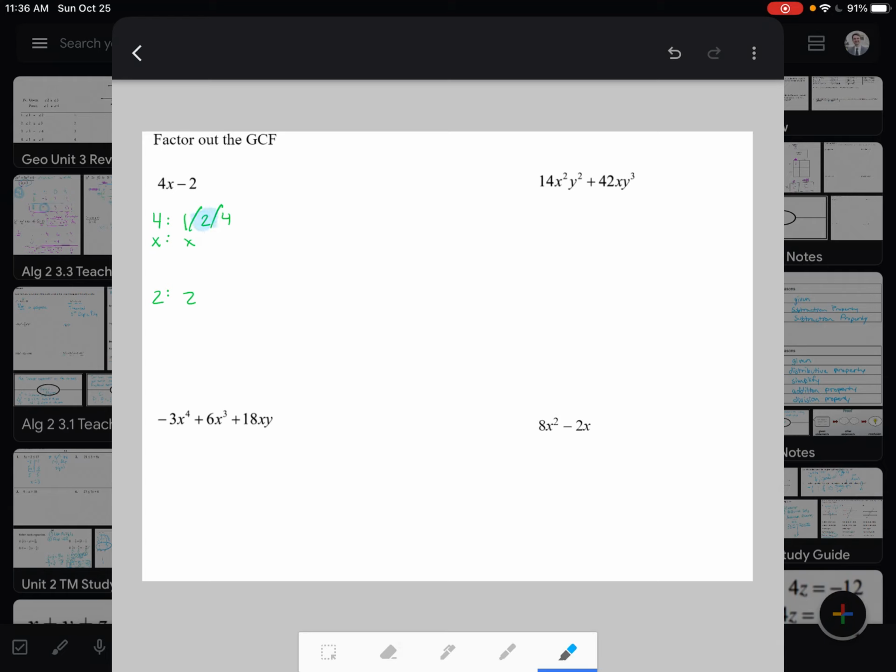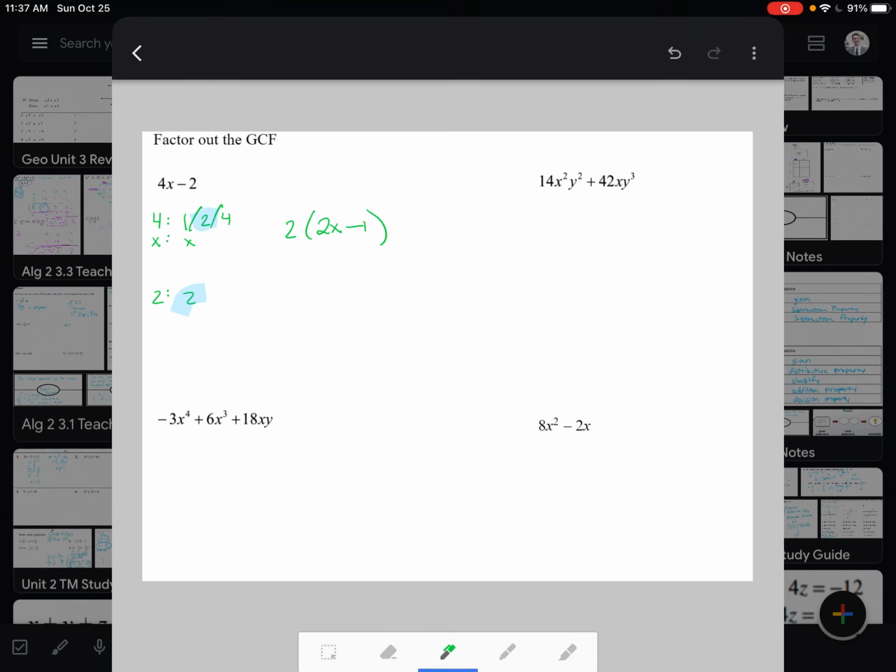So for both of these, the thing that they have in common, there's only one thing, is actually the 2. So what we're going to be allowed to do here is factor out that 2. You take the 2 out of both terms, we're left with 2x and minus 1. Because again, 2 times the minus 1 gets us to that minus 2 term, and then 2 times the positive 2x gets us to that 4x term.